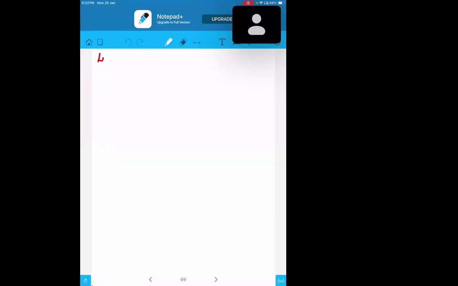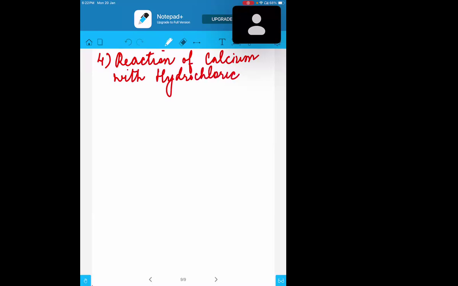Fourth reaction is the reaction of calcium with hydrochloric acid. Reaction of calcium with hydrochloric acid. Now solve this. How will you be solving it?